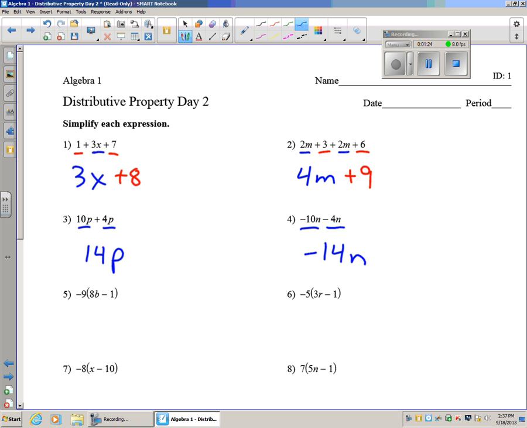Number 5, you're distributing the -9, so it's -9 times something, -9 times something. My first term is 8b and my second term is -1. So -9 times 8b, that's -72b. And -9 times -1 is positive 9.